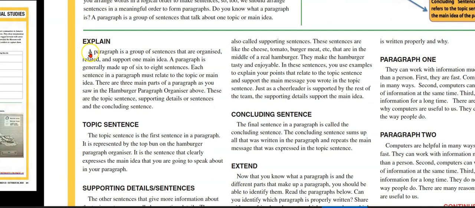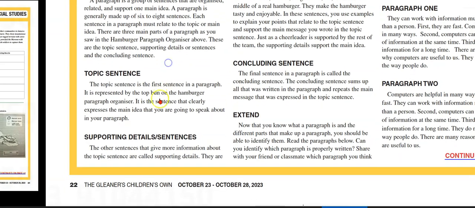Let's explain. A paragraph is a group of sentences that are organized, related, and support one main idea. A paragraph is generally made up of 6 to 8 sentences. Each sentence in a paragraph must be related to the topic or main idea. There are 3 main parts of a paragraph, as you saw in the hamburger paragraph organizer above. These are the topic sentence, supporting details or sentences, and the concluding sentence.